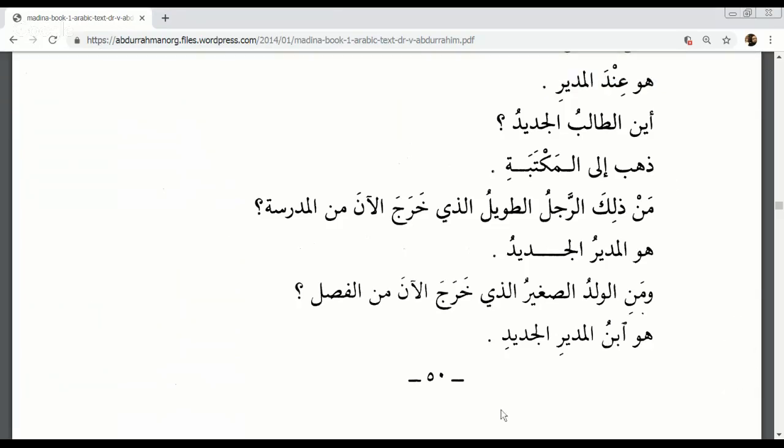ذهب إلى المكتبة. Good. Al-maktabati is the library. Library, yeah. So it means he went to the library. To the library. He went to the library. Okay, good. Zara, next line.